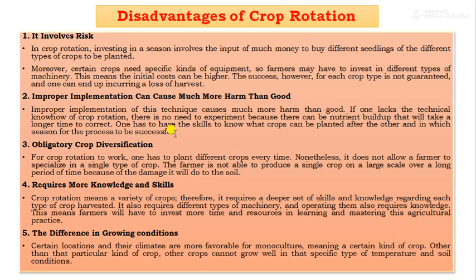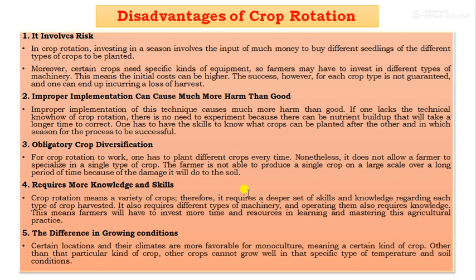Third disadvantage, that is obligatory crop diversification. For crop rotation to work, one has to plant different crops every time. Nonetheless, it does not allow the farmer to specialize in a single type of crop. The farmer is not able to produce a single crop on a large scale over a long period of time because of the damage it will do to the soil.